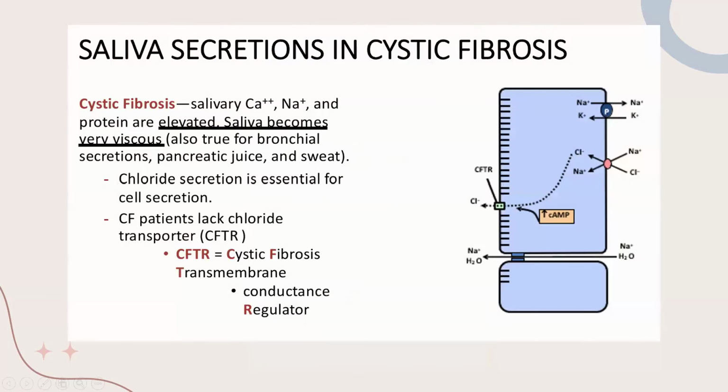Yeah, sure. So cystic fibrosis is an impairment in the chloride channel. This is the chloride channel. When chloride can't leave the cell anymore, Na and water can't be reabsorbed. This makes the salivary Na, calcium, and proteins elevated. So saliva will have more sodium and it will be more viscous, because sodium and water can't be reabsorbed, because the chloride channel is blocked or impaired.